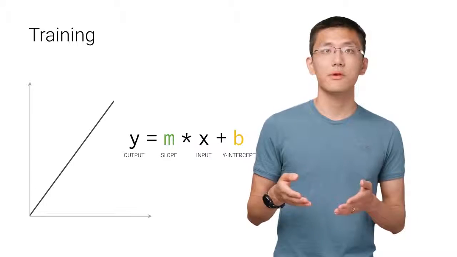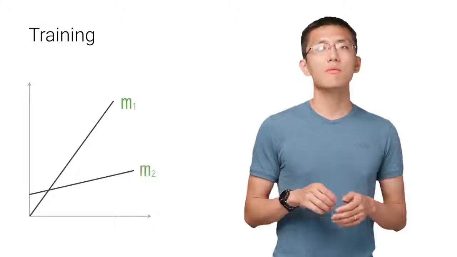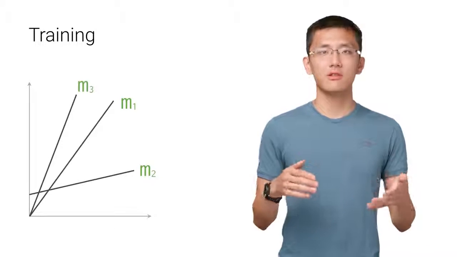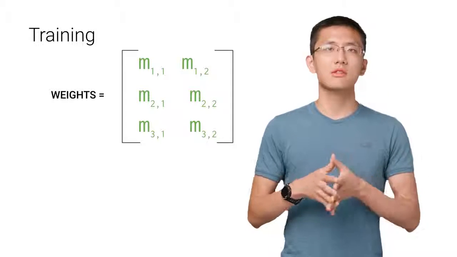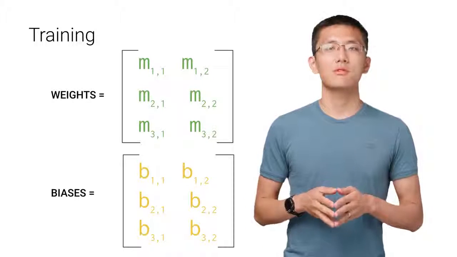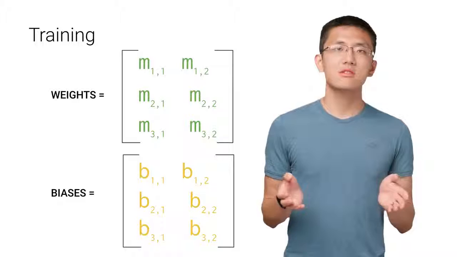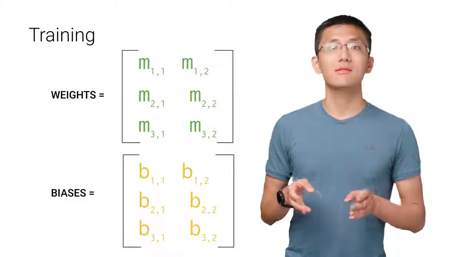There's no other way to affect the position of the line, since the only other variables are x, our input, and y, our output. In machine learning, there are many m's, since there may be many features. The collection of these values is usually formed into a matrix that is denoted W for the weights matrix. Similarly for B, we arrange them together, and that's called the biases.